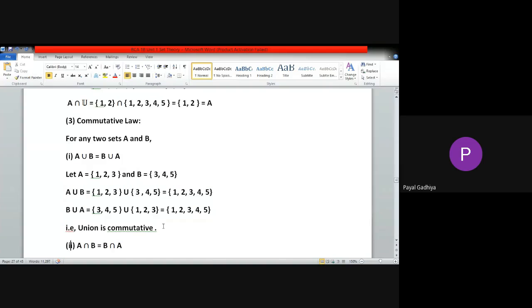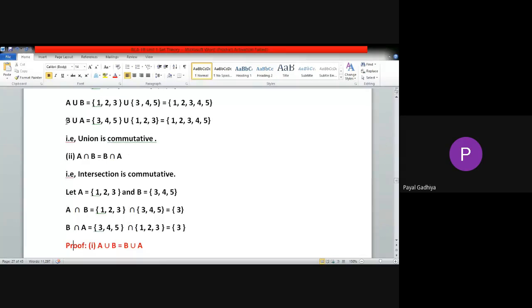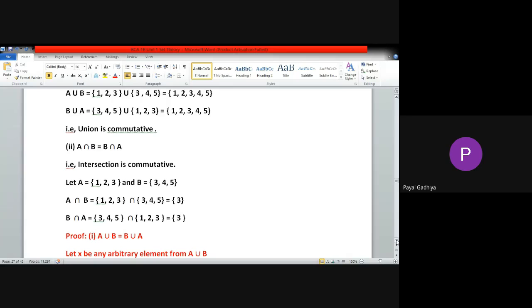So this is what they have mentioned over here. Yes. So this is A intersection B equals B intersection A. And we have this example, set A is 1, 2, 3, B is 3, 4, 5. Now if I am finding A intersection B, it will be 3. If I am finding B intersection A, it will be 3 only. So I can say that A intersection B equals B intersection A.